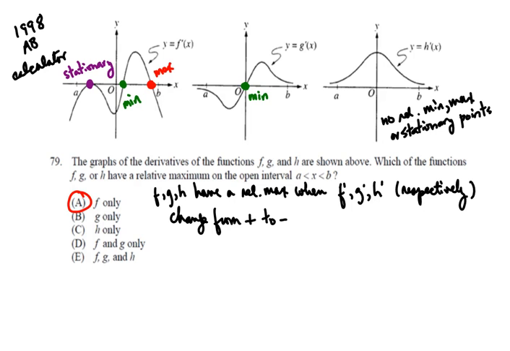Again, what's complicated about this problem is that you're actually shown the derivative function, but you're asked about the original function. So you have to think in terms of a max in the original function occurs when the derivative changes from positive to negative. Okay, so that's it for this particular problem.